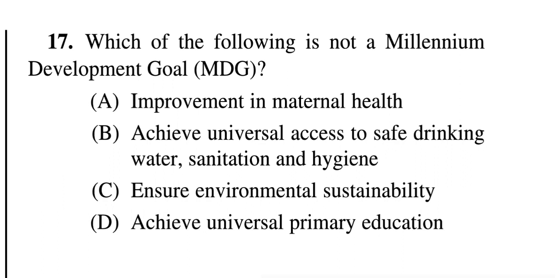Improvement in maternal health, achieve universal access to safe drinking water, sanitation and hygiene. Number C, ensure environmental sustainability. Number D, achieve universal primary education. So number 17, B, achieve universal access to safe drinking water, sanitation and hygiene is not a Millennium Development Goal.